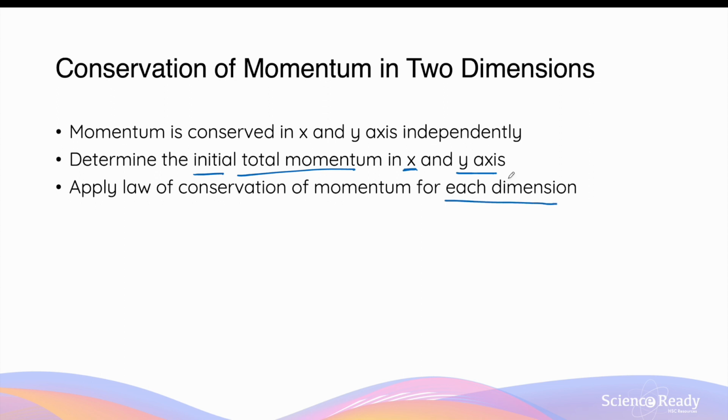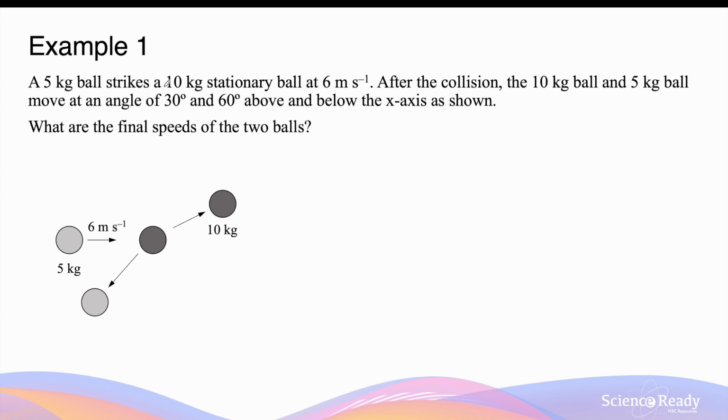A 5 kg ball strikes a 10 kg stationary ball at 6 meters per second. After the collision, the 10 kg ball and the 5 kg ball will move at an angle of 30 and 60 degrees above and below the x-axis as shown. So if we draw a horizontal x-axis, the 30 degrees refers to this angle here, for the 10 kg ball after the collision, and the 60 degrees refers to this angle here for the 5 kg ball below the x-axis. The question asks, what are the final speeds of the two balls?